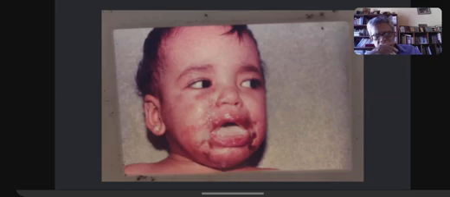The radiologist noticed something in addition to changes of bronchopneumonia. Right? What do you think?